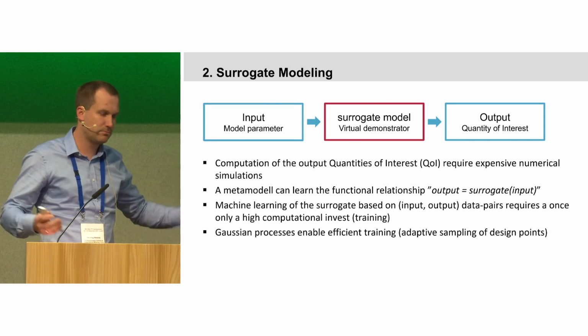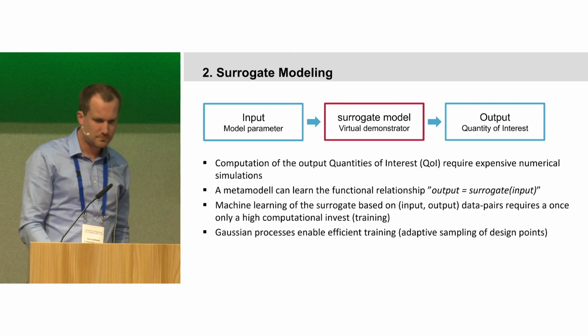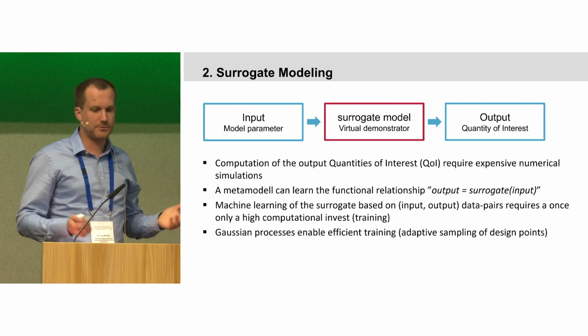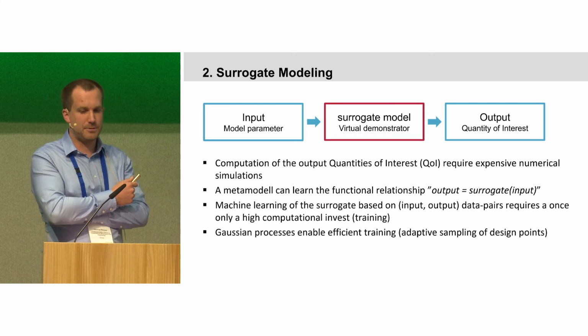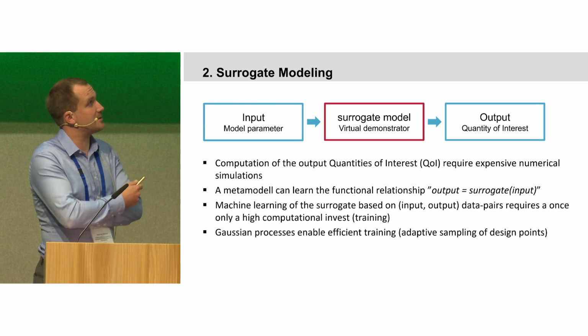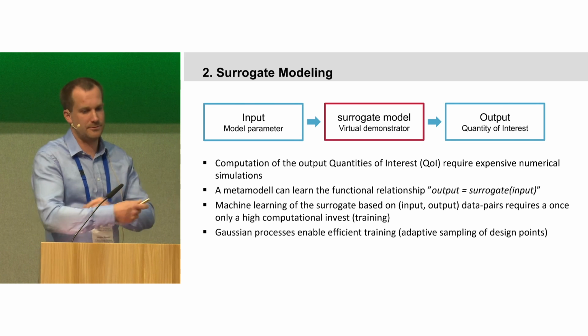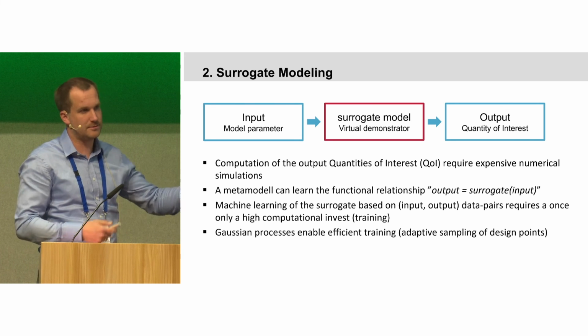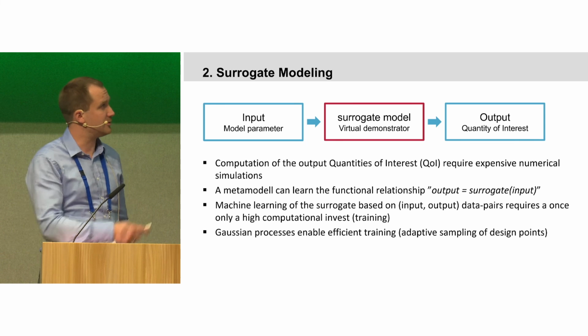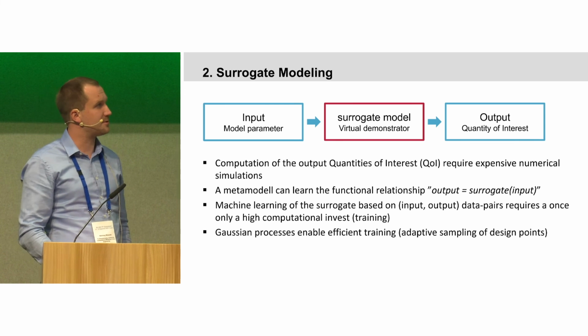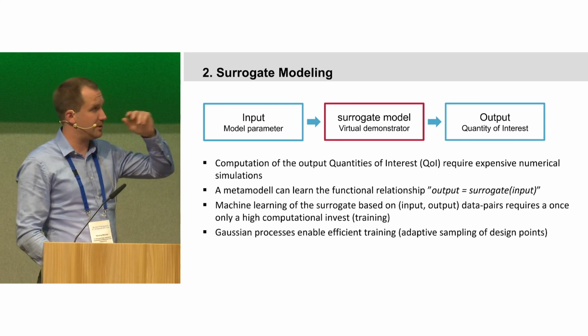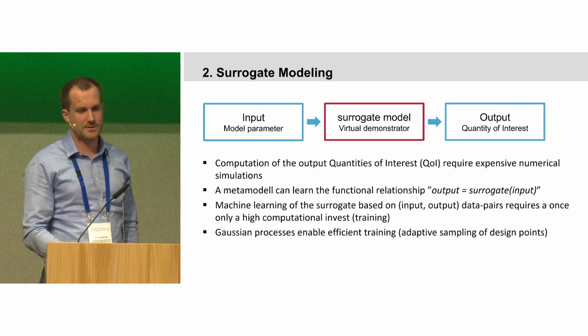So this can be a regression ansatz. And then we do machine learning of the surrogate based on input-output data pairs. And this only requires a high computational one-time investment. So once it's trained, we can use it again. And here we want to focus on Gaussian processes because they enable efficient training using adaptive sampling of design points.